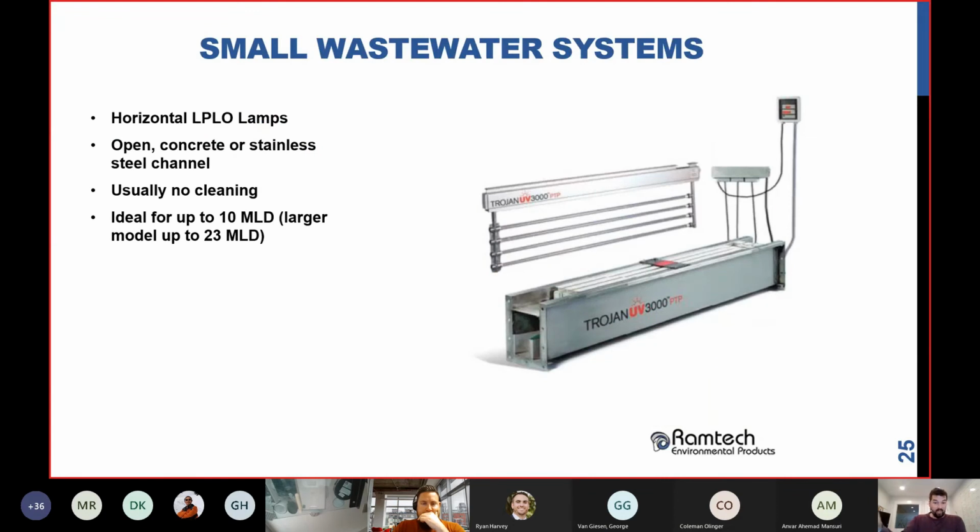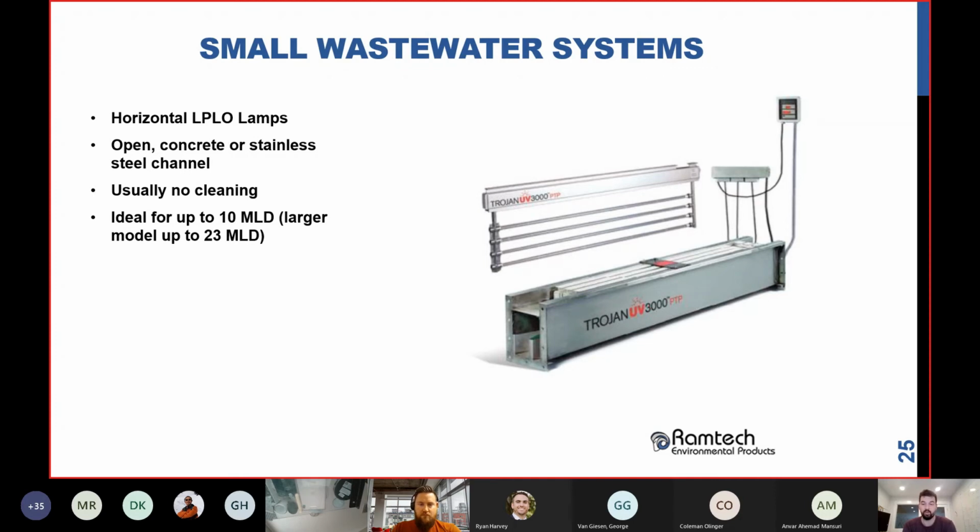And the last thing is small water systems. So we've talked about the biggest ones, like I'm talking for City of Calgary, Edmonton, Vancouver. Those are all using those types of systems, the really large ones. But if you're talking for a small resort, this is what you're going to be looking at. This is called the Trojan UV 3000 PTP. So PTP is package treatment plant.